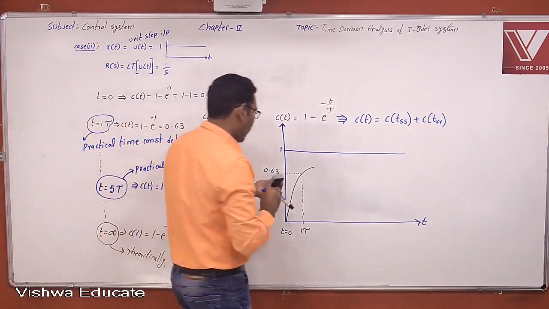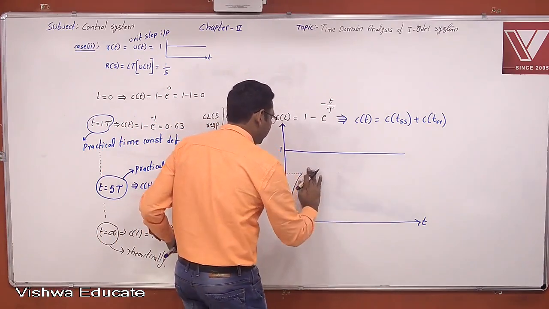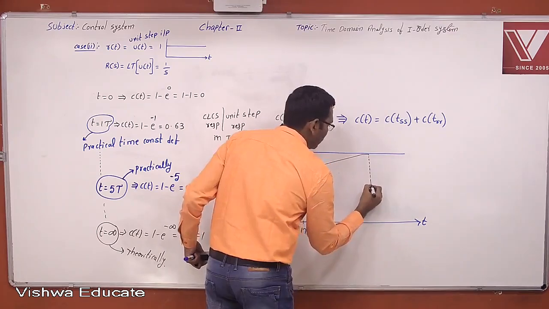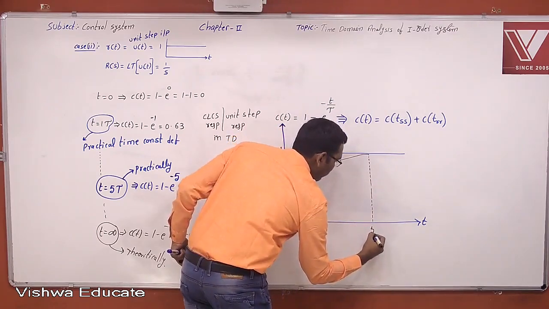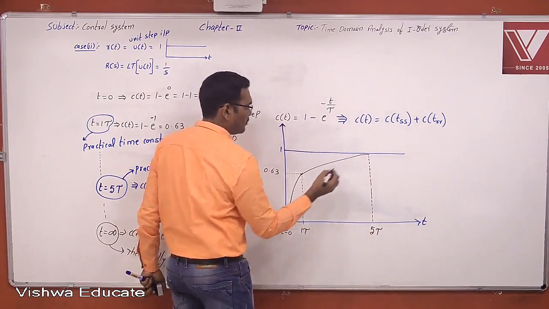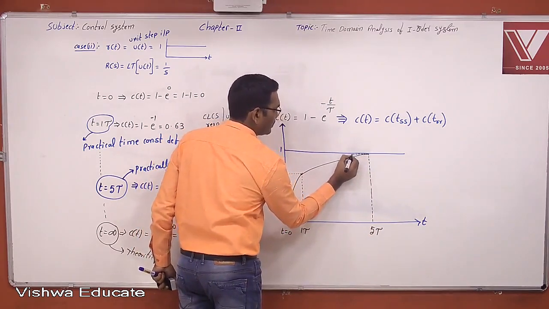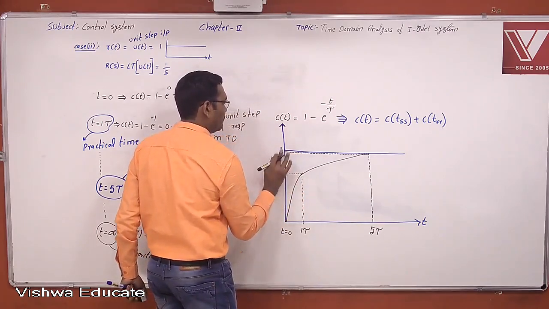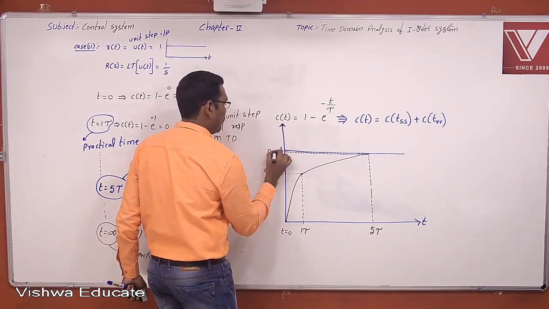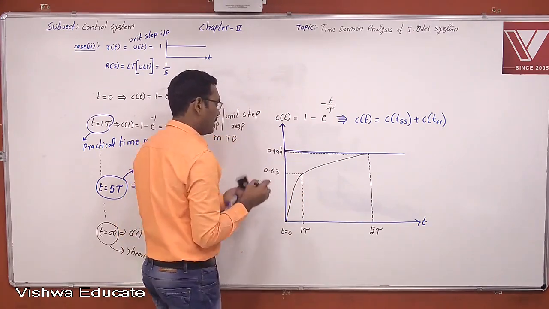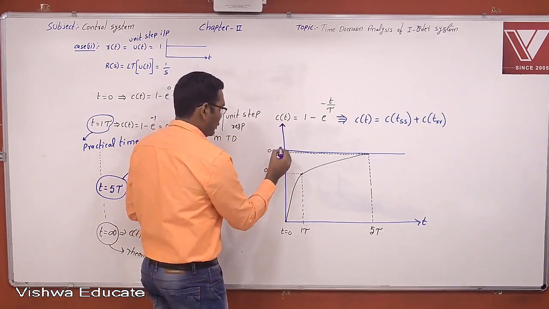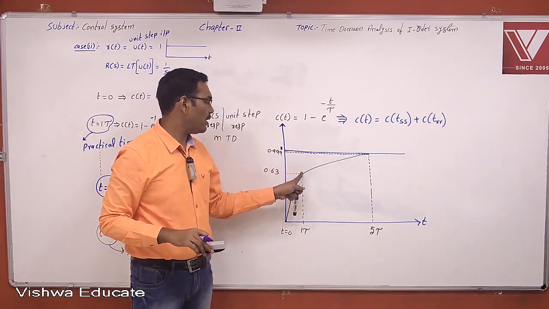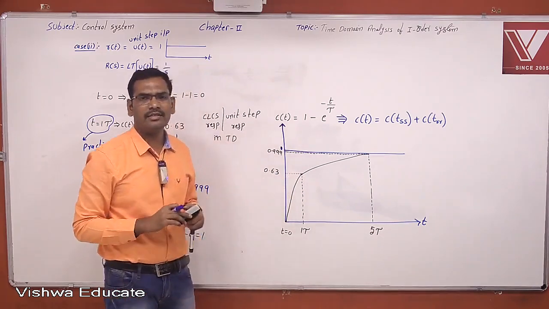Okay, so practically the response will take 5 time constants, and it will reach 0.999. The reference level is 1, the final value is 1, and I want to reach 0.999, which is nothing but error is 0. Am I right or not?